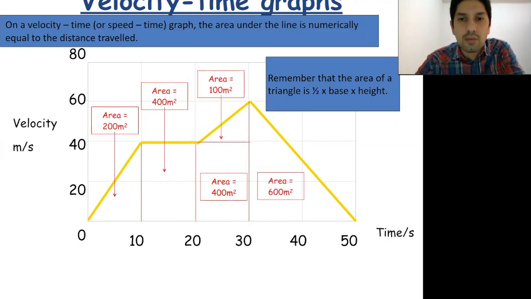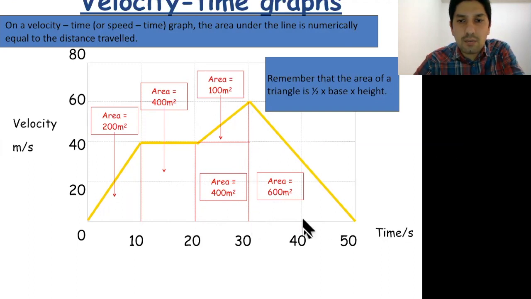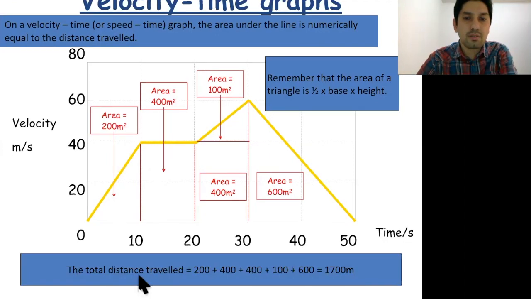The last section area is 60 times 20, which is 1200, over 2 since it is a triangle, so the area will be 600 meters squared. So the total distance traveled by the object, when we add up all these areas, will be 1700 meters. So the distance traveled by the object is equal to the area under the line.